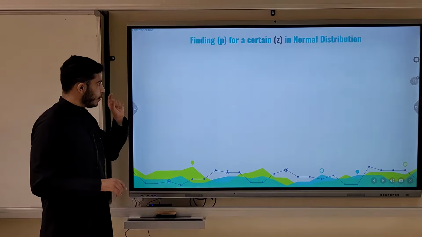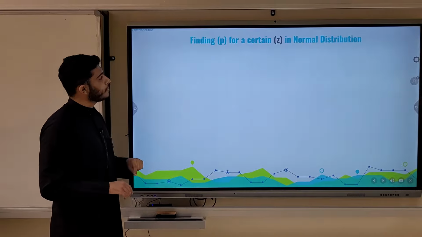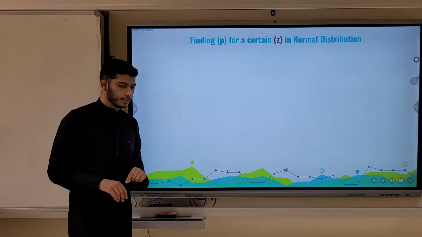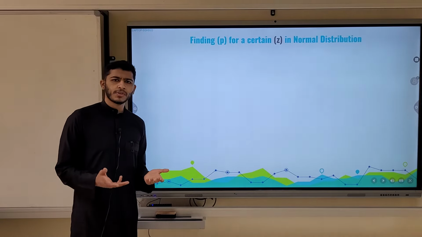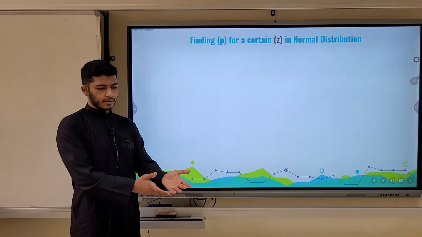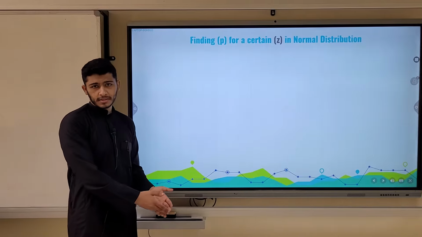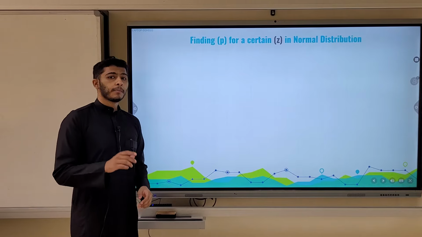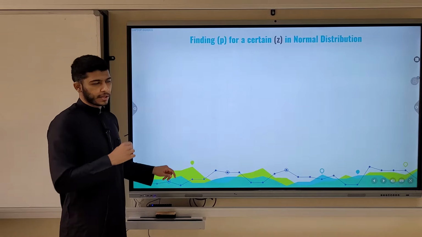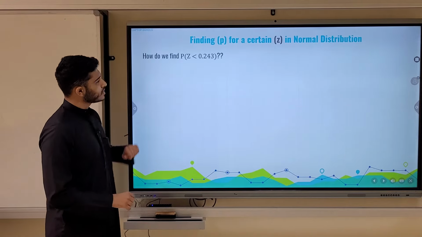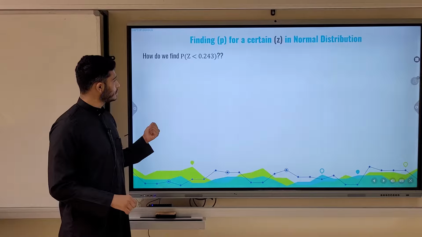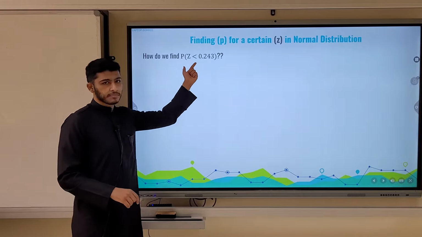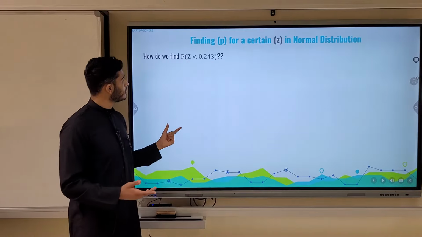Now, we're going to find the probability for a certain z in the normal distribution. Well, you might say, can't we already do that? You're giving us a z and we're trying to find the probability of it in the table, right? Yes, but there is a case that I'm going to show you here. Let's say that you have this number. You might say, well, it's cumulative and the sign matches the sign in the table. We can still find the probability for it.